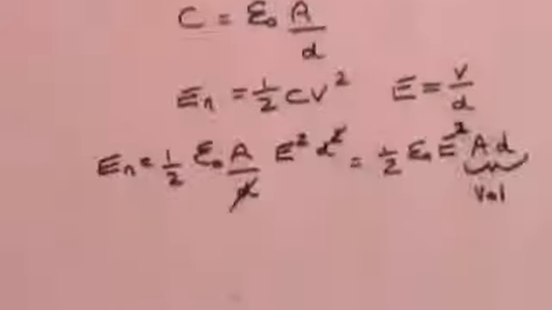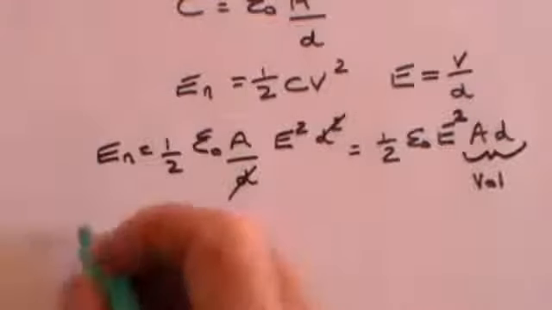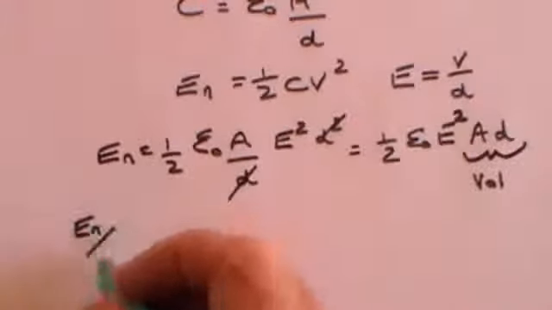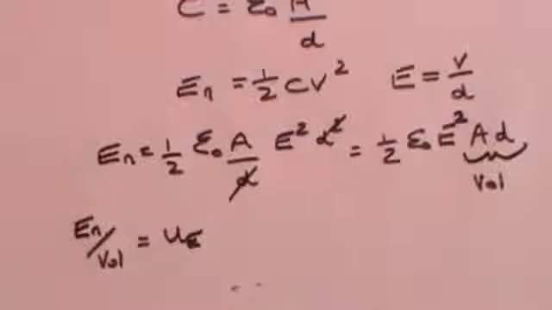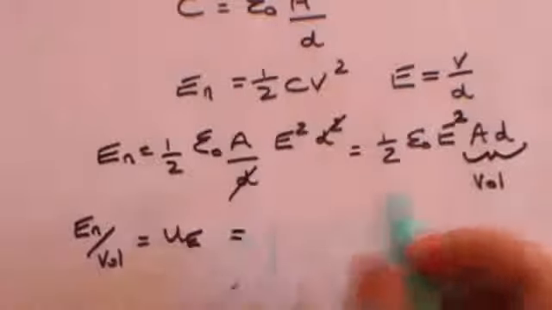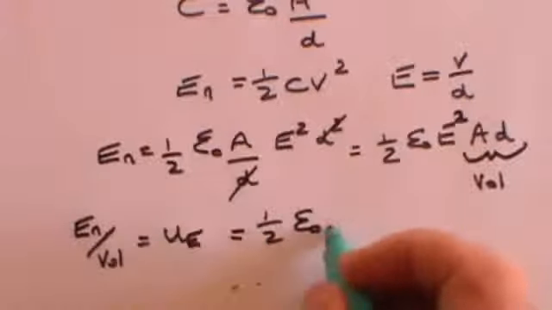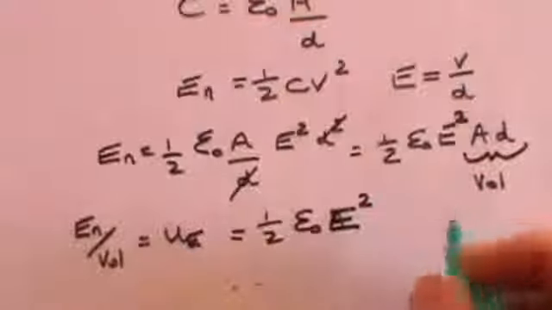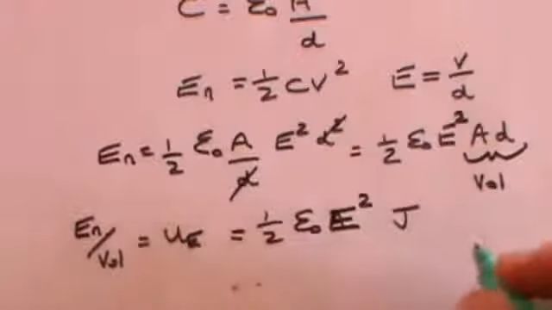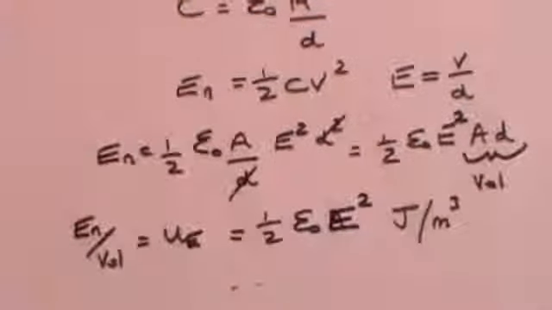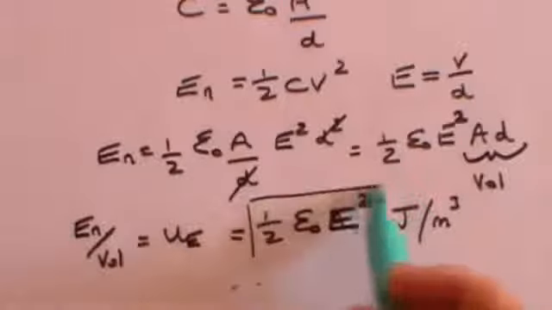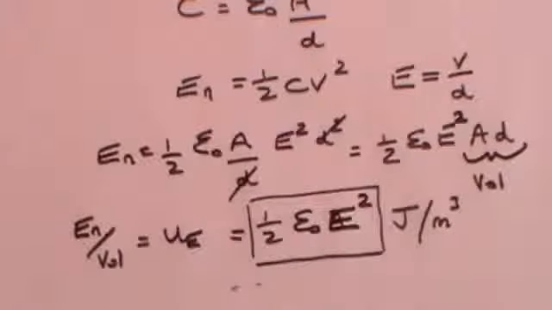So now we can create a new concept, which is energy per unit volume. Energy per unit volume, which we'll call U_E, is the electric energy per unit volume of the electric field. That's going to be 1/2 epsilon naught E squared. And that will be measured in joules, which is the measure of energy, per metre cubed, which is the measure of volume. So this is the energy contained or stored in an electric field in a capacitor.